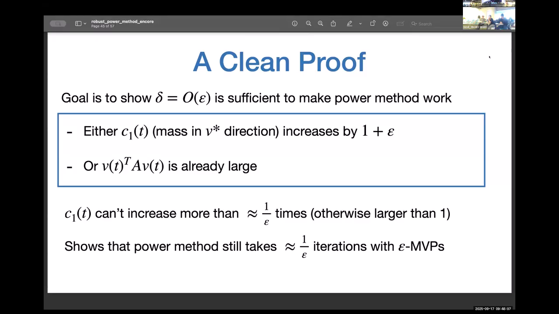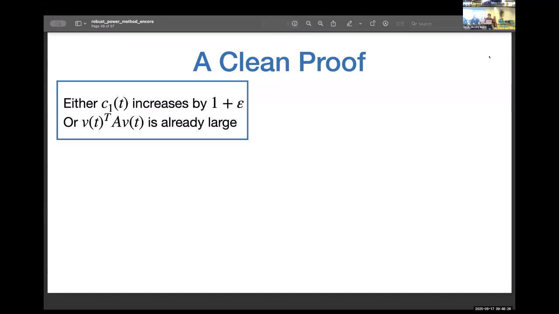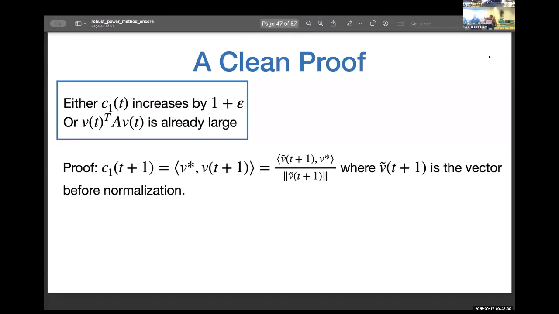So if we show this claim, either this happens or this happens, then we're kind of done, because it shows, okay, if I set delta equals O of epsilon, then power method will still take 1 over epsilon steps and will give me a 1 minus epsilon approximation to lambda 1. So the main goal is to show these two things. Like I said, either we're making progress or we're already done. So that's the simple change. So how do we show this?